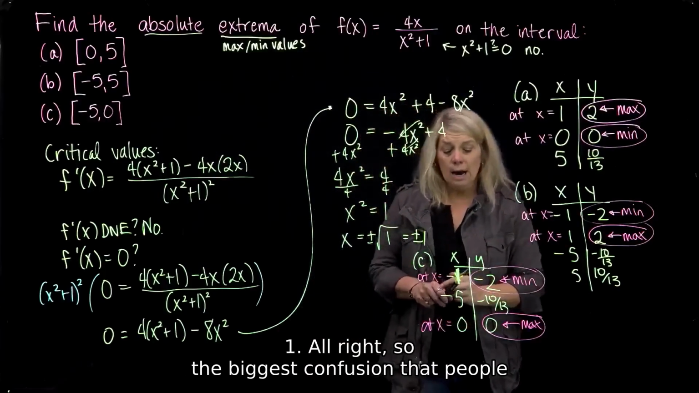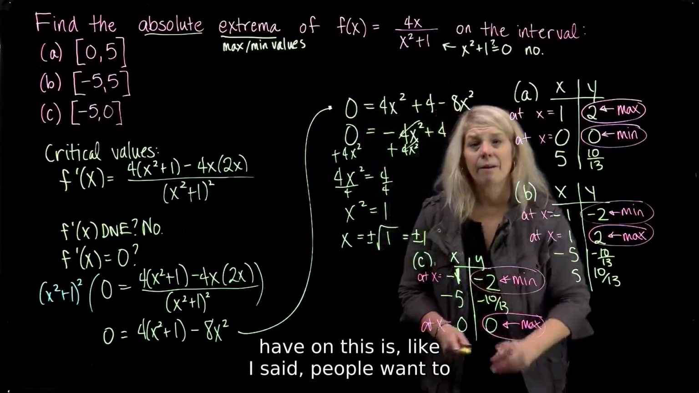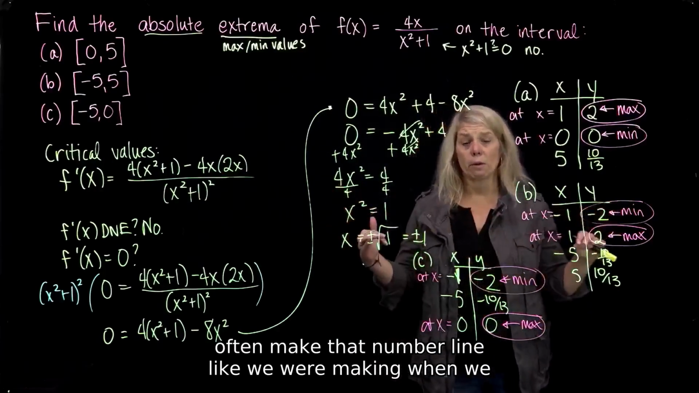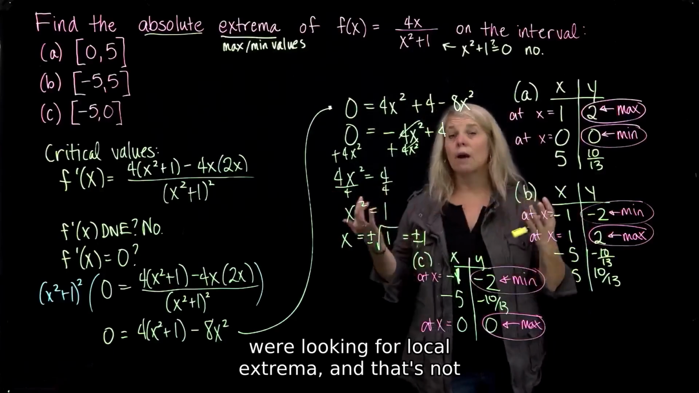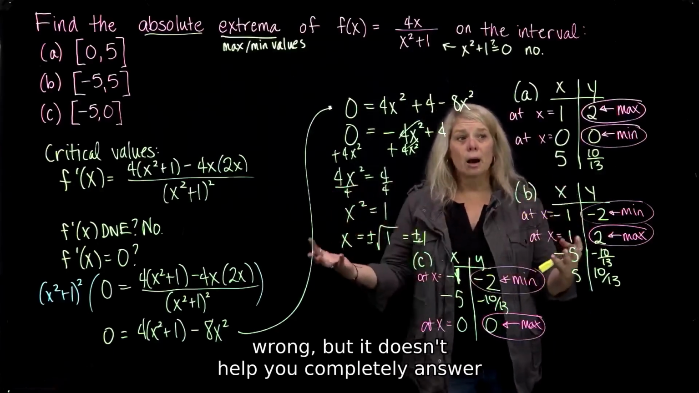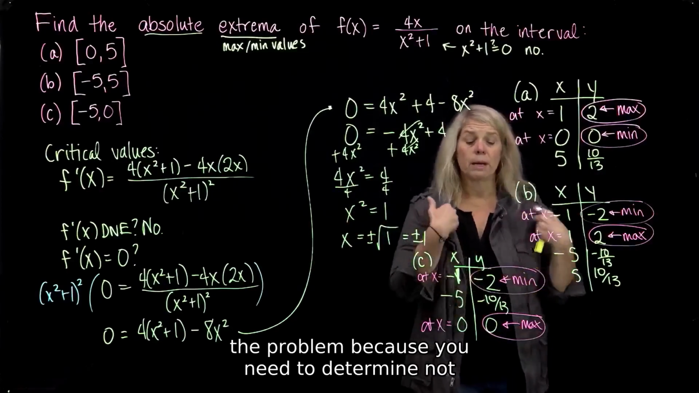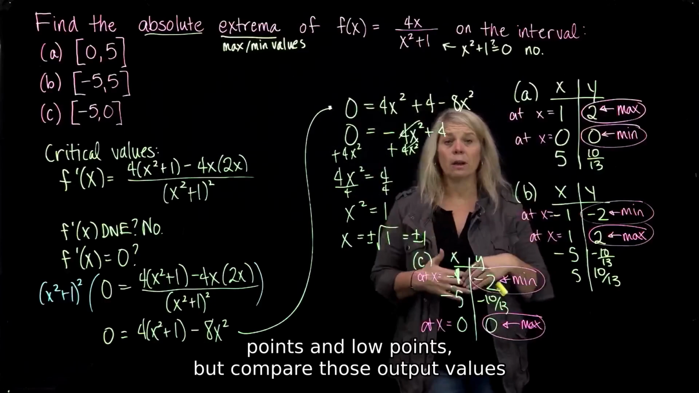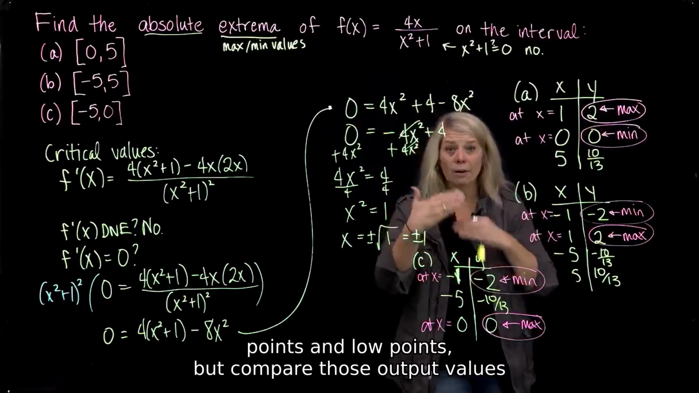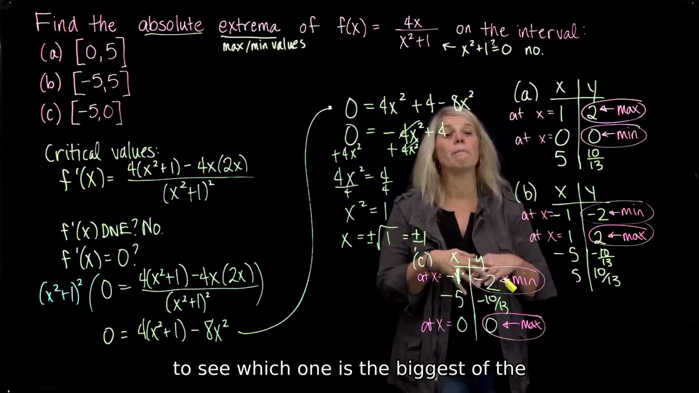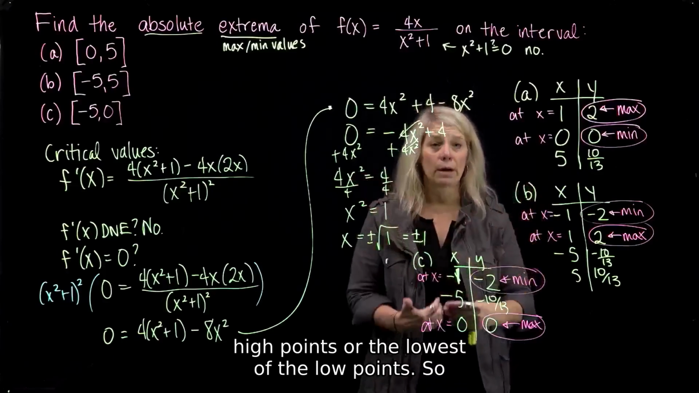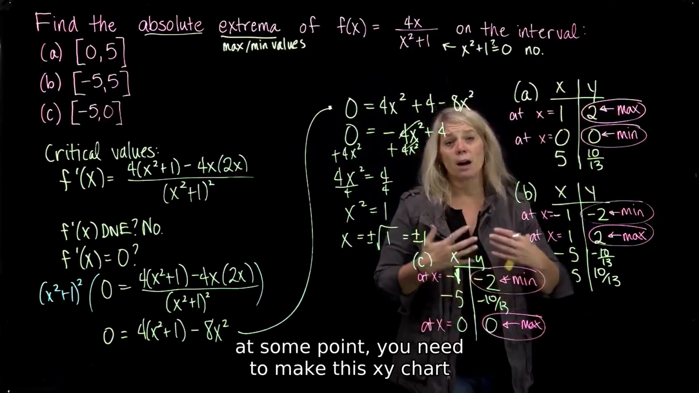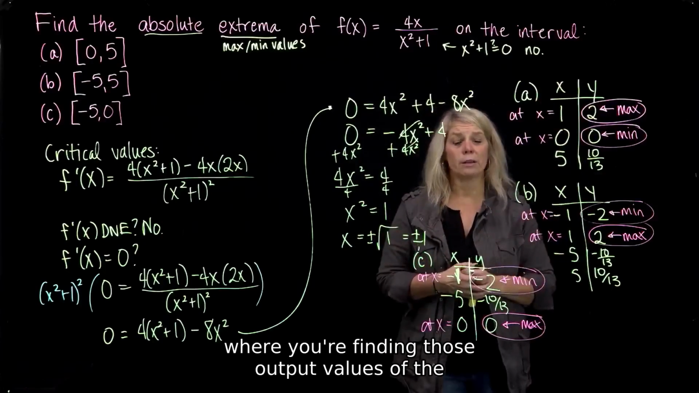All right, so the biggest confusion that people have on this is, like I said, people often want to make that number line like we were making when we were looking for local extrema. And that's not wrong, but it doesn't help you completely answer the problem, because you need to determine not only the output values where you might have high points and low points, but compare those output values to see which one is the biggest of the high points or the lowest of the low points. So at some point, you need to make this XY chart where you're finding those output values of the function.